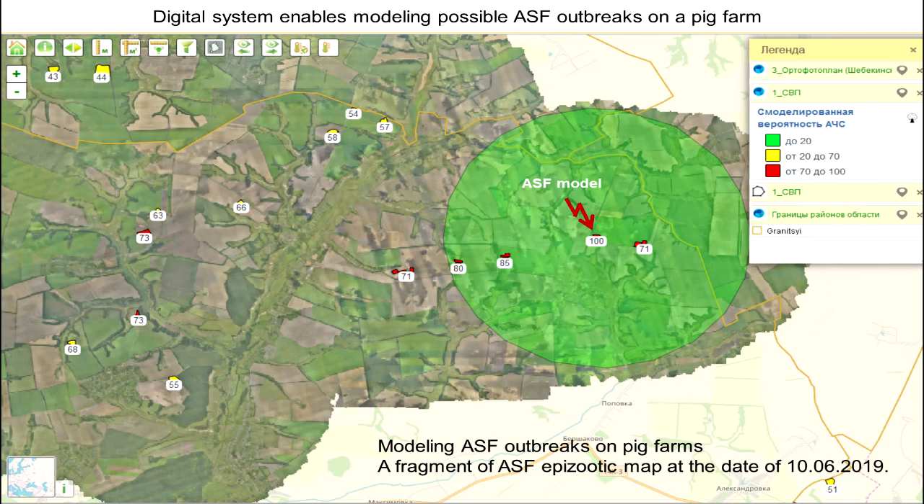Neural networks help veterinarians both calculate the probability of ASF occurrence using the actual situation and allow predicting the possibility of ASF occurrence on any selected pig farm. For example, if we use the model of ASF occurrence probability on a selected pig farm, as if there was an ASF outbreak, the digital system will automatically generate data for the epizootic map for the probability of ASF occurrence for other pig farms. So the owners of other pig farms without any epizootic map could assess the amount of risks and apply additional anti-epizootic measures in order to prevent ASF spread on their farms.